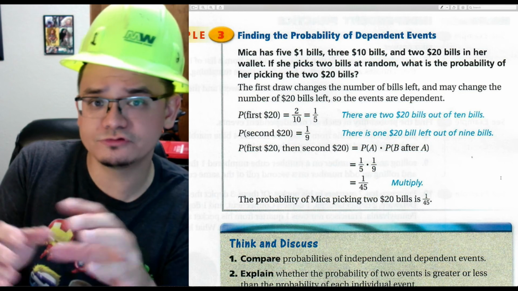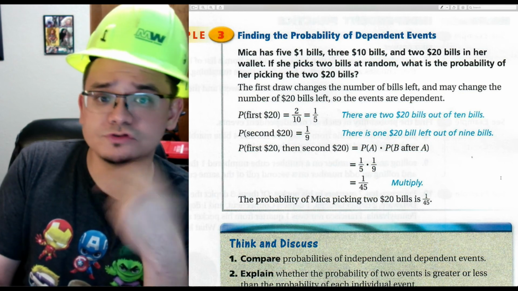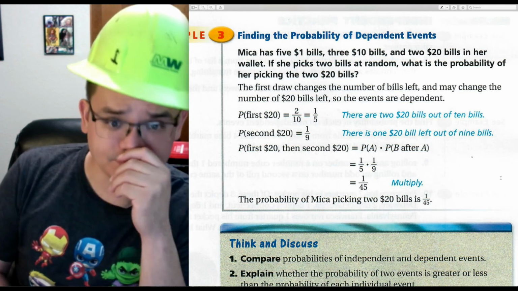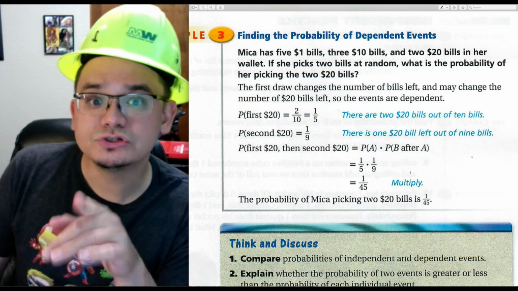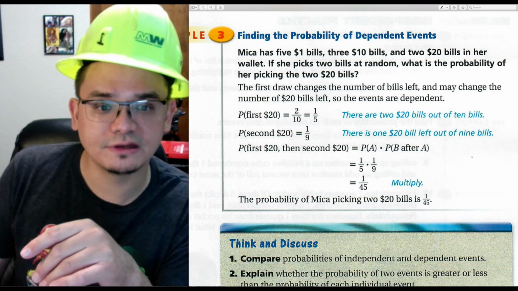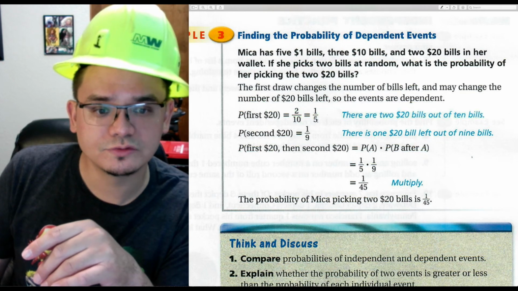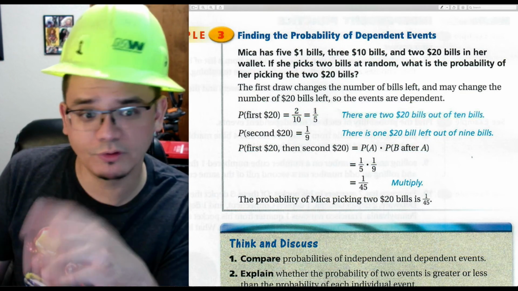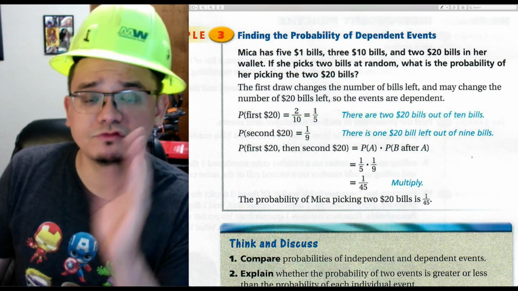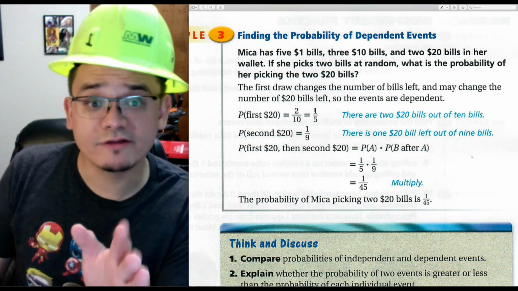So in the first draw, she is going to do 2 draws, and she wants to get both of the 20s. So in the first draw, she has a 2 out of 10 chance of getting it right there, 2 out of 10, which reduces to 1 out of 5, okay? So the first chance that she draws $20 bills, a 1 out of 5 chance.